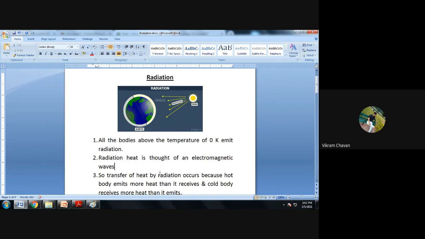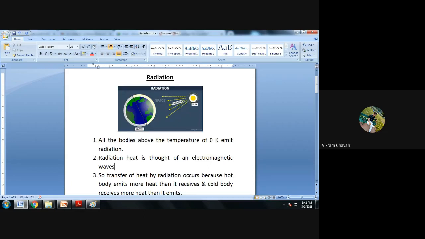Now you are saying that every body emits radiation, then who will receive this emitted radiation? Remember one point: every body emits radiation, it is true, but that body also receives radiation from another body. In such a manner, radiation heat is transferred from one body to another. But the more important thing is, who will be the more receiver and who will be the more emitter?